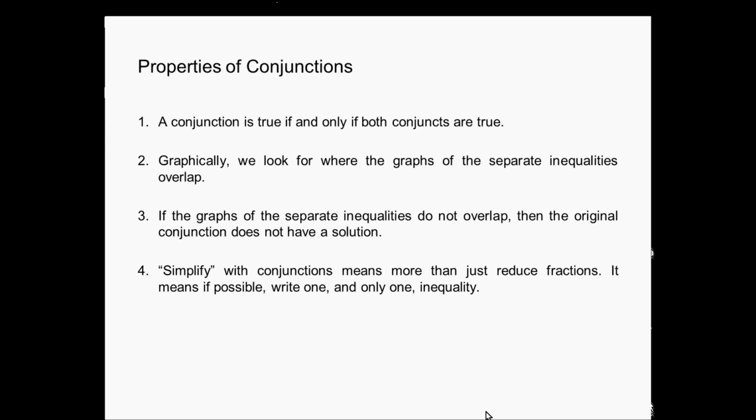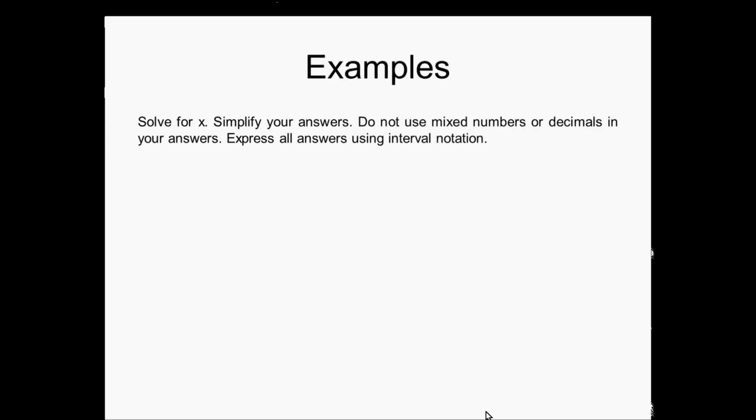So we have four cases to look at. The cases are: both inequalities point to the left, both point to the right, they point toward each other, they point away from each other. So some examples. Solve for x, simplify your answers, do not use mixed numbers and decimals in your answers, express all answers using interval notation. I want each conjunct to be kind of simple because I don't want us getting bogged down in solving inequalities. That's not the hard part. The hard part is going to be how do you get rid of one of the inequalities.